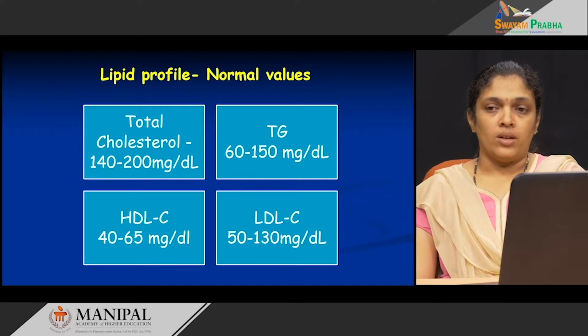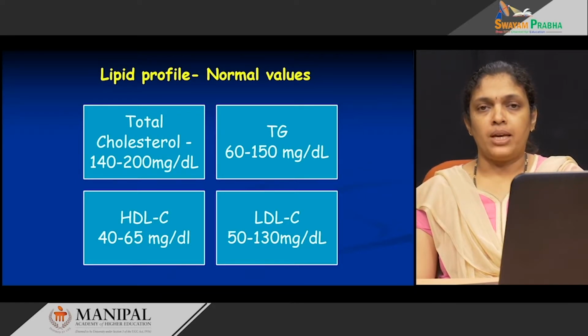Coming to the next one, that is the HDL cholesterol. The range is between 40 to 65 milligram per deciliter. Having more HDL cholesterol is always better, because as we know, HDL cholesterol is supposed to be a good cholesterol. So, having more levels of HDL cholesterol is always good.